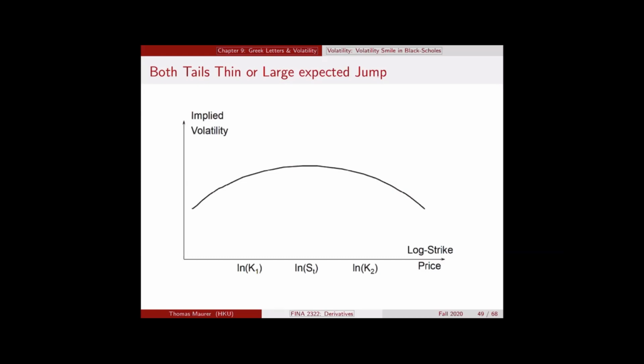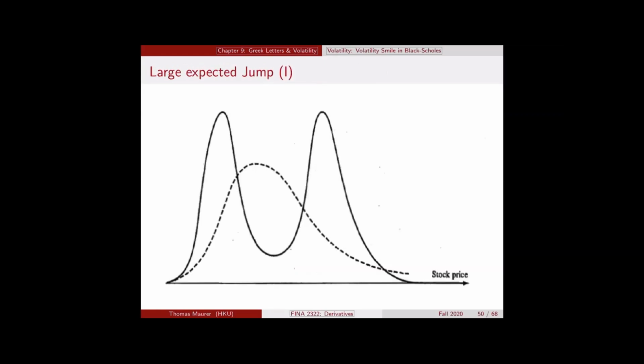On the other side, this pattern can also be produced if there is a large expected jump. And so let's think about, again, this is the normal distribution, or for the stock price log normal. And let's think about what happens if there could be a very low average realization or a very high average realization. So basically we split that distribution into two somewhat normally distributed distributions, which are just shifted in their mean, either high or low.